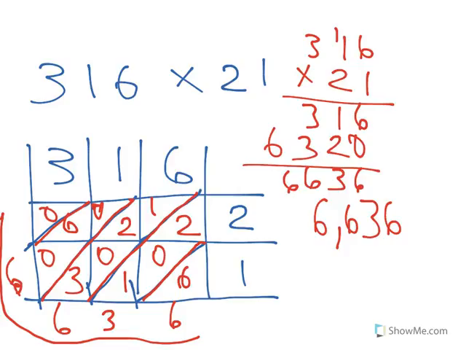And really, it's just setting up the problem the right way. You can multiply 8-digit numbers by 2-digit numbers, and it will work.